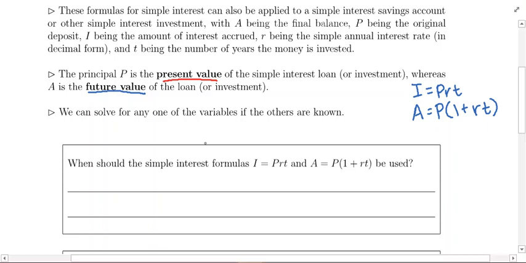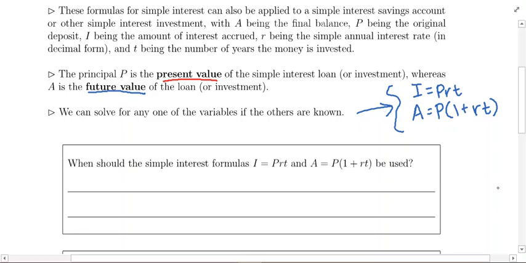Okay. Like I said, when you think of your formulas right here, this last bullet point says we can solve for any one of the variables if the others are known. So like I said, you're going to encounter a lot of word problems in this chapter. You've got to figure out which formula applies, which variables are given, and then use those variables to solve for the remaining one.